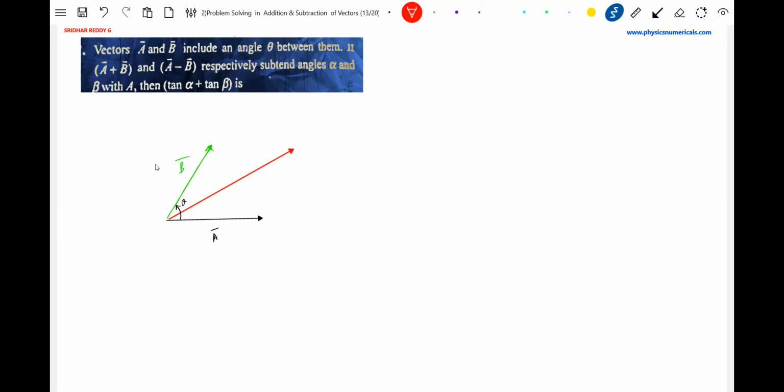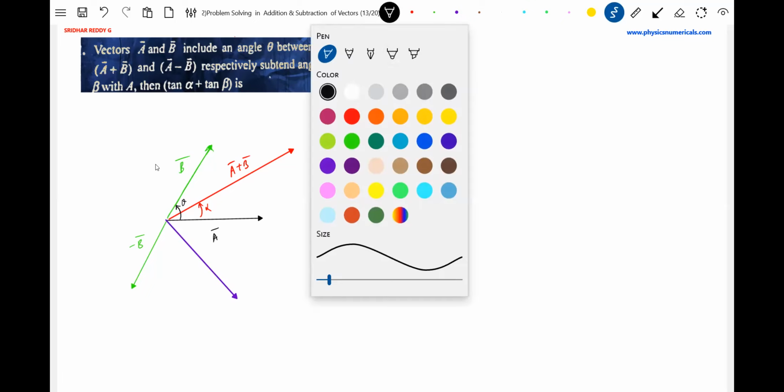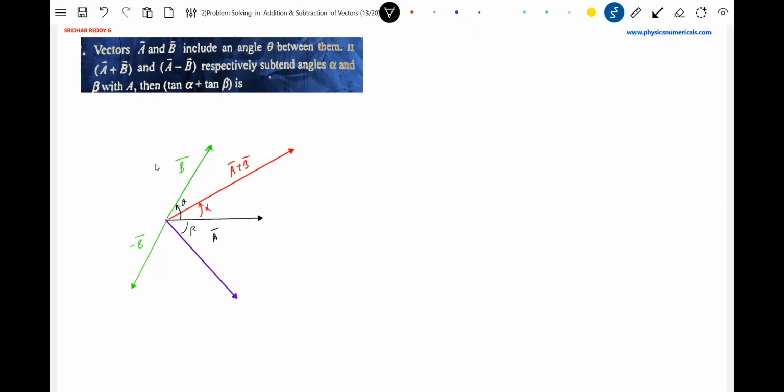So this is alpha, and this is what you should call A bar plus B bar. Then the negative of this vector, minus B bar. Let me bring it here. Then A bar minus B bar will subtend an angle beta. Where is the beta? It is here.